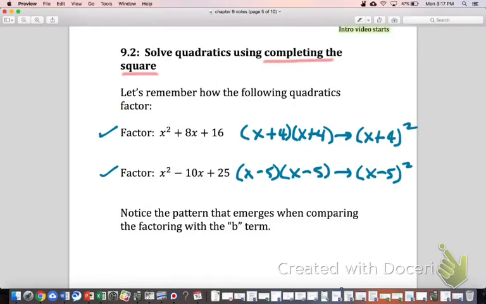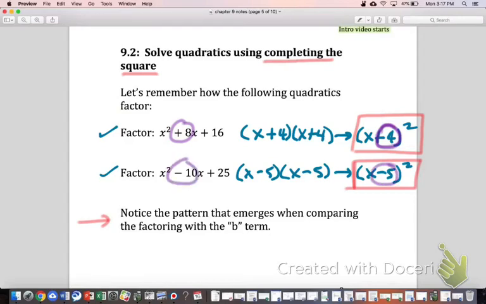Notice how both of these quadratics factored as a perfect square. This was x plus 4 squared. This one was x minus 5 squared. I'm wondering if we could notice the pattern that shows up when we compare the factoring we got with the original b term. In other words, I'd be asking you to compare this number here with this number here, and this number here with that number there.